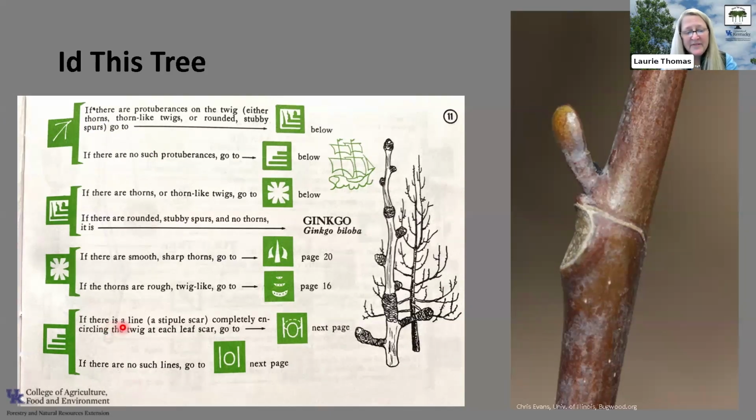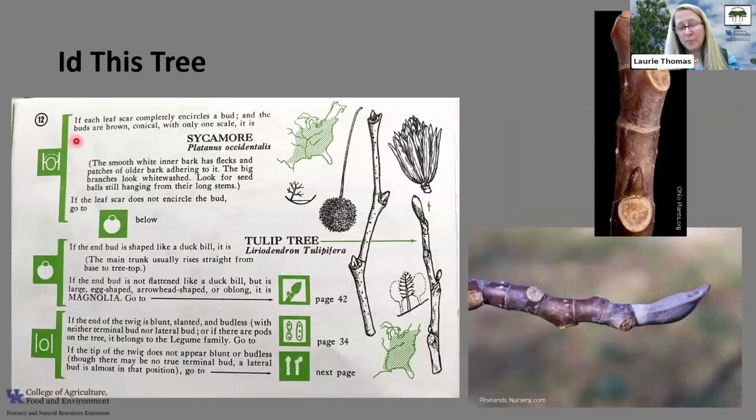So now it asks if there is a line or a stipule scar. Remember the stipule scar that was from those modified bracts at the base of the leaf that completely encircles the twig. We would go to the next page, or if there is no such line, we would go to the next page. Well, we see a nice stipule scar. We can't see all the way around the twig, but it's a really good, solid stipule scar above the leaf scar. So we do see that. So you remember our symbol with the stipule scar, we are going to go to the next page. Top bracket.